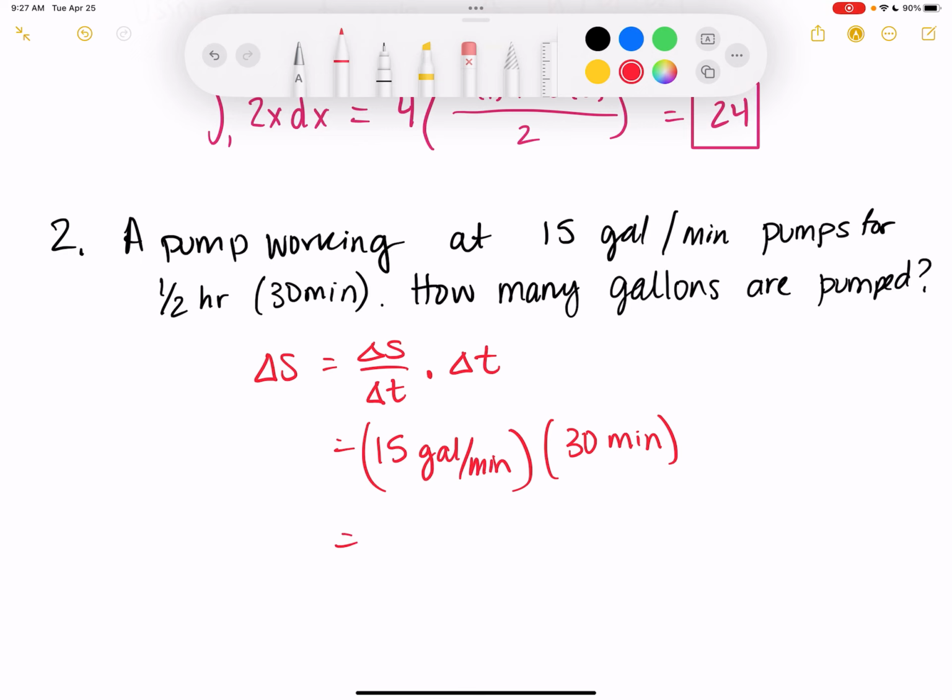So then, minutes cancel, and we multiply. What is that, 450? 3 times 5 is 15, carry the 1, 3 times 1 is 3, yeah, right? So 450 gallons. Simple enough. Good so far.